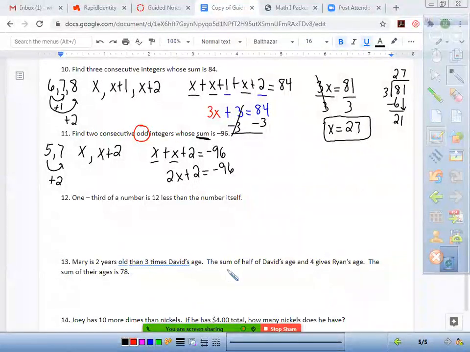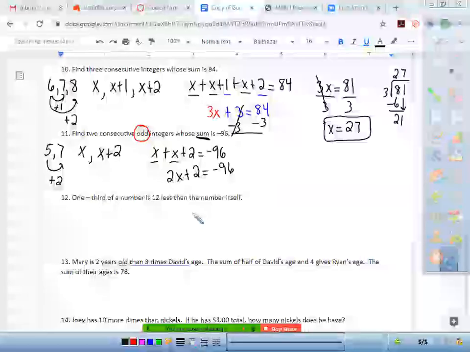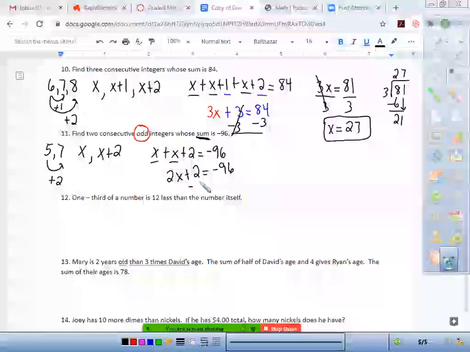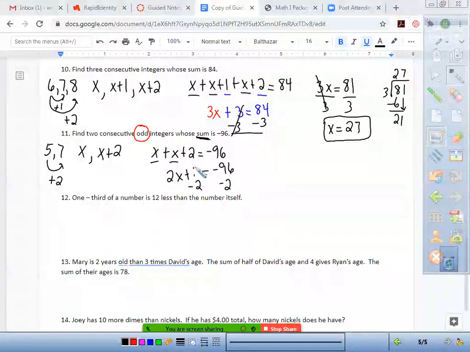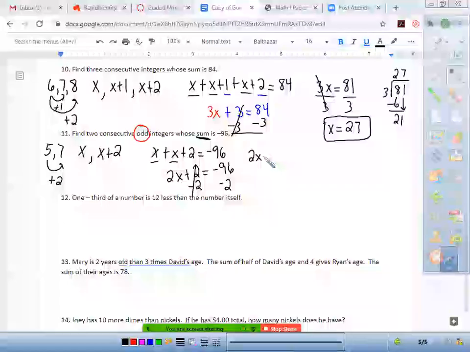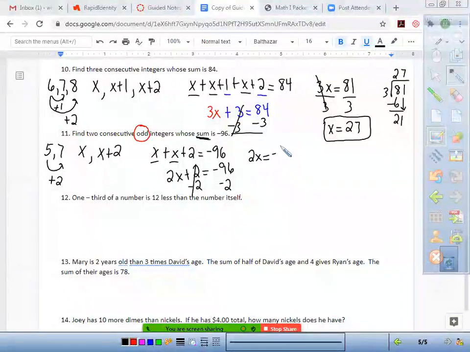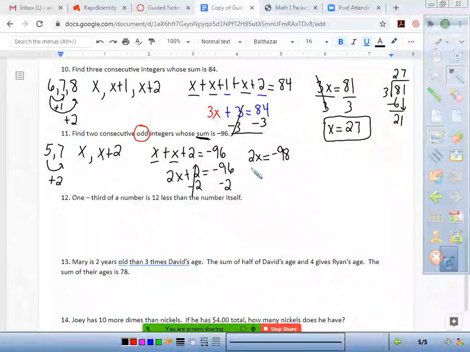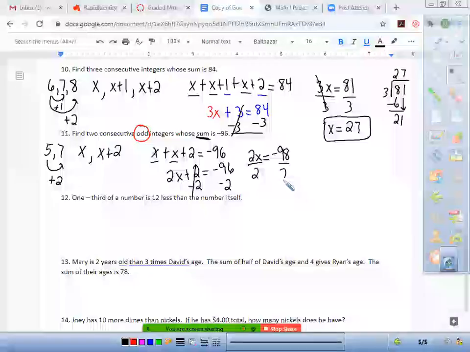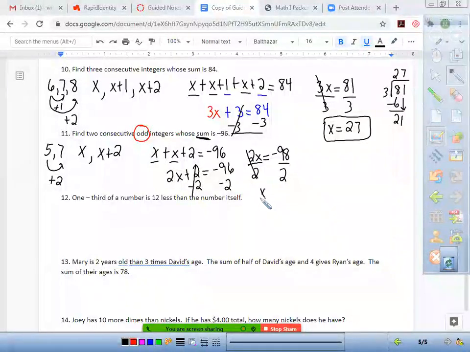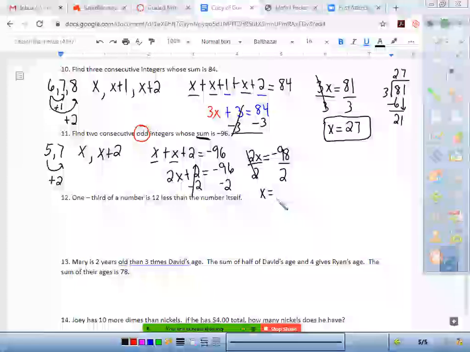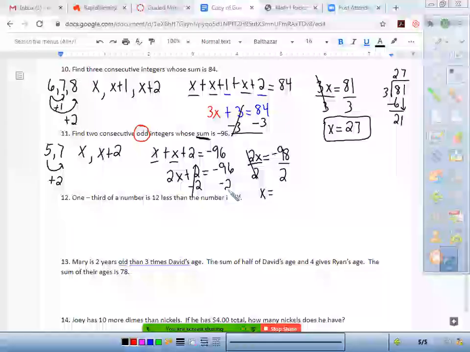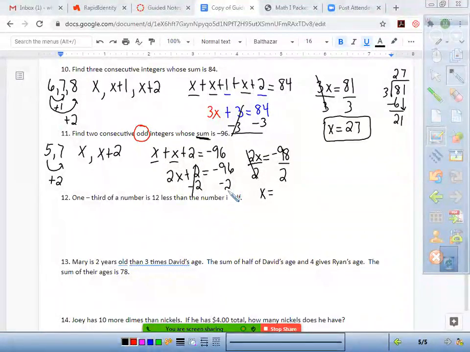Okay, so we got 2x plus 2 equals negative 96. Now what? Minus 2. So we're going to get 2x equals, and then divide by 2. It's 96, not 98, but it was negative 96 minus 2. Okay.